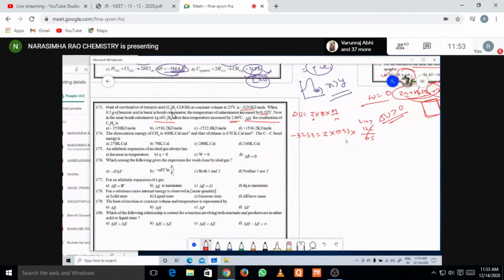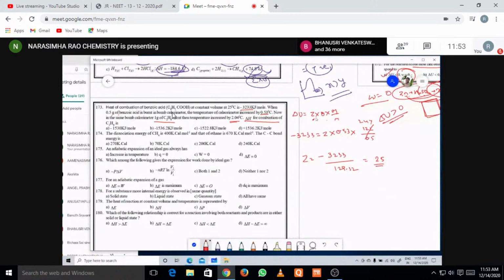0.53 multiplied with 244.129. So Z is equal to minus 3233 divided by 129.32. Okay. 3233 divided by 129.3 is exactly, I got it, 25.